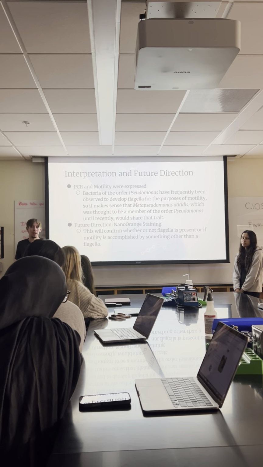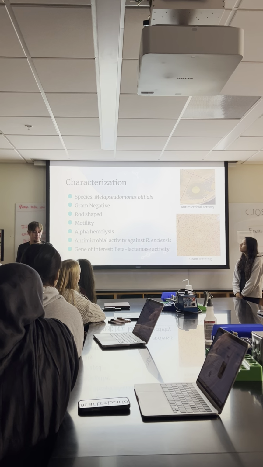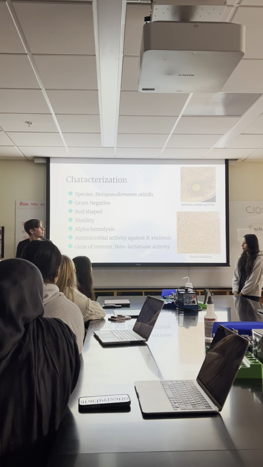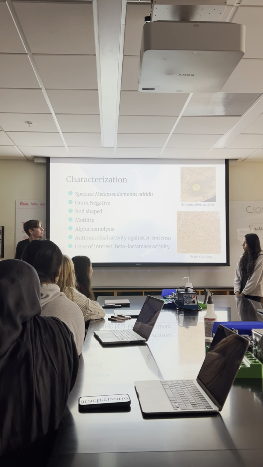So my species was also Metapseudomonas competidus. It's gram-negative and rod-shaped, as you can see from the microscopy images, and it also displayed motility, alpha hemolysis, and antimicrobial activity against the group that had R and clensis. You can see the zone of inhibition there. And the gene of interest that I'm choosing is beta-lactamase activity, specifically metallo-beta-lactamase.